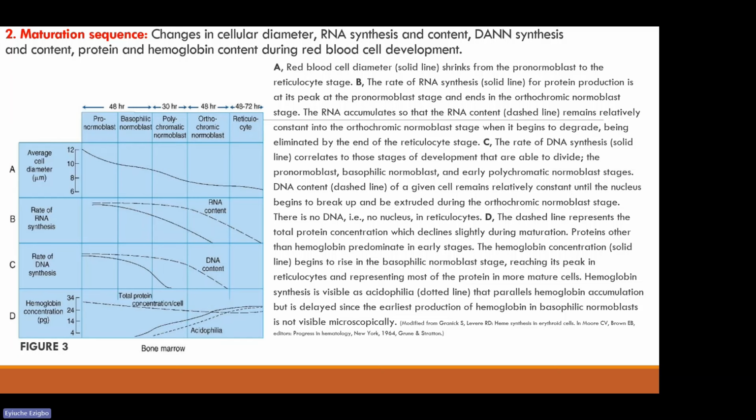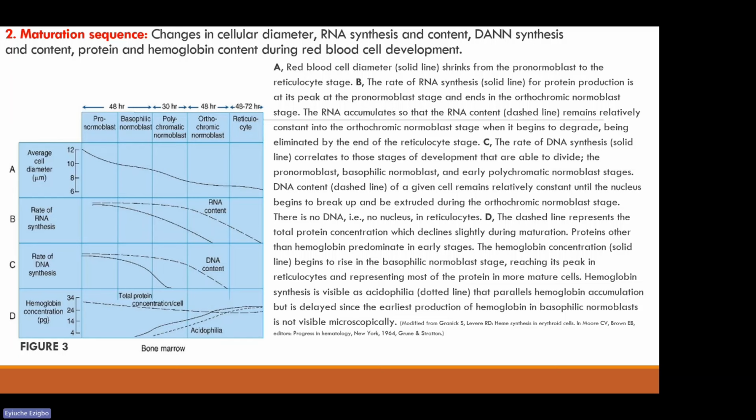So you say, what happens to the hemoglobin concentration as red blood cells mature, as represented by this box D? The dashed line represents the total protein concentration, which declines slightly during maturation. Protein synthesis also declines during maturation. Proteins other than hemoglobin predominate in the early stages.